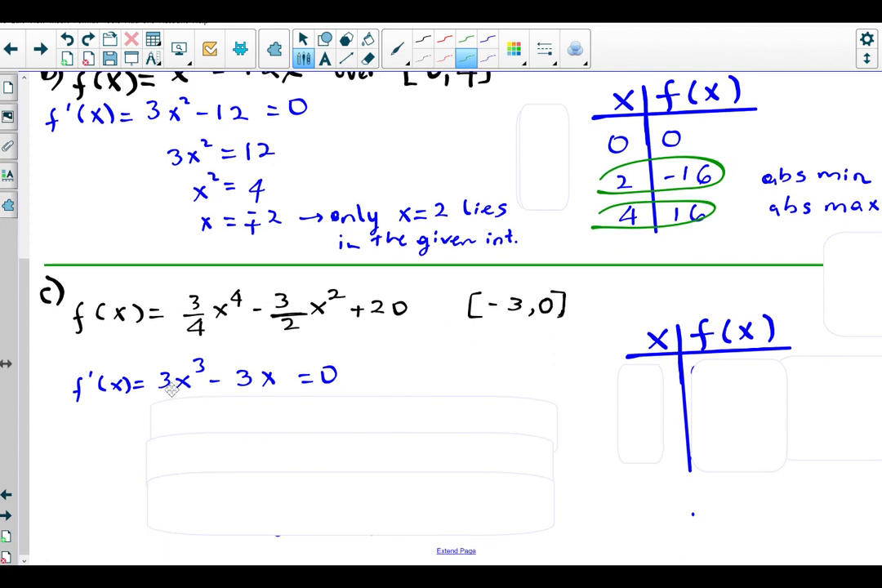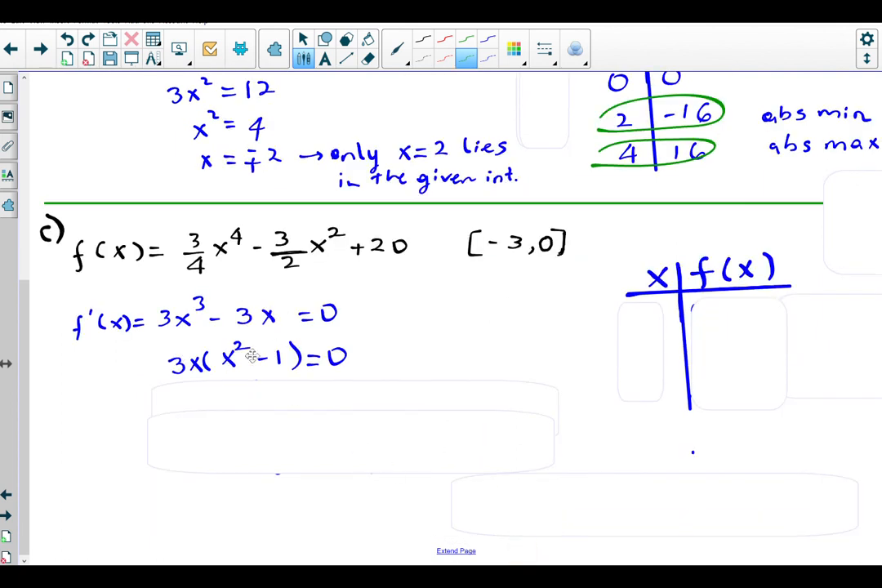So for this one, you could factor out a 3x, right? Take out a 3x, and you will be left with x squared minus 1. You could further factor this if you like. There's multiple ways to go about it, but you could factor this as x minus 1, x plus 1 also. So basically there are 3 solutions: x equals 0, x equals 1, and x equals negative 1. Depending on how you solve it, but ultimately, can we use all 3 of those, or only some of them are eligible? Let's see, which ones of those lie in the interval between negative 3 and 0?